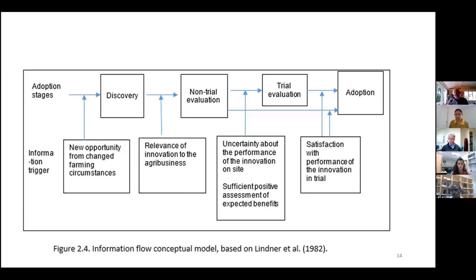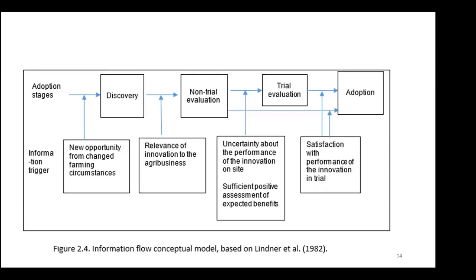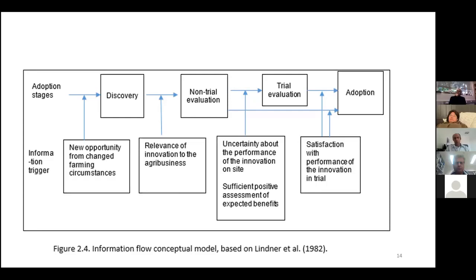And it's about recognizing the opportunity of a new innovation to the farming business, and then gathering information about it, learning about it first, not necessarily trying, then learning by doing, perhaps with a trial, until the level of uncertainty about the performance of that particular practice in the farm is reduced. Then if we're satisfied, we actually adopt.